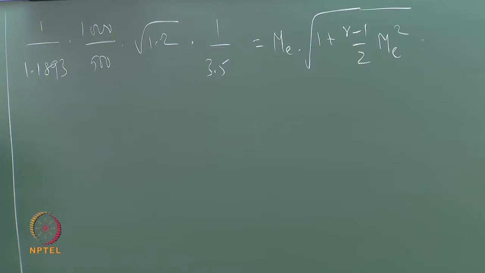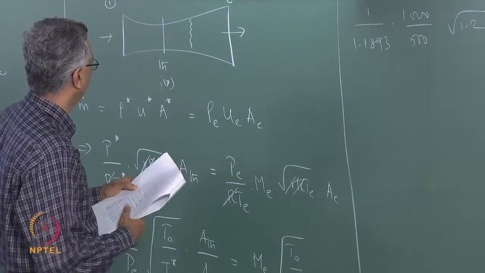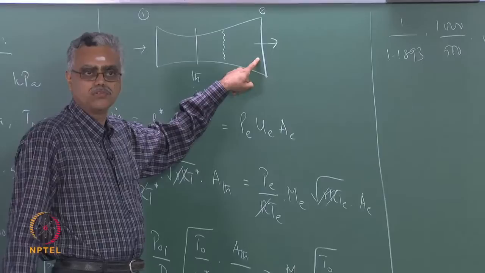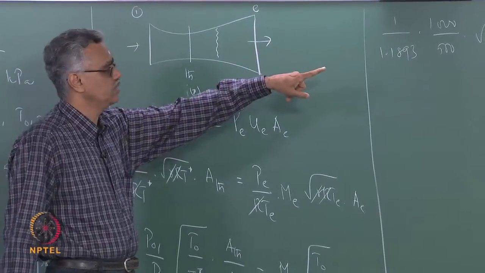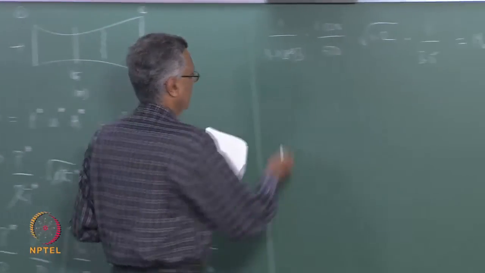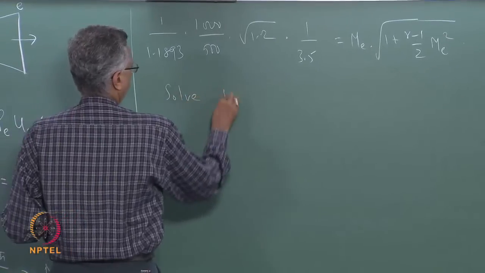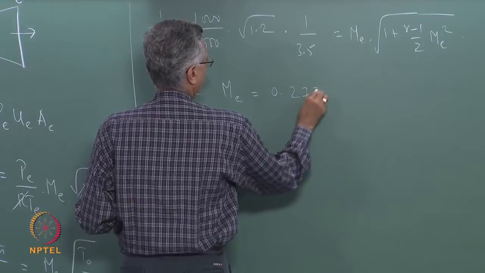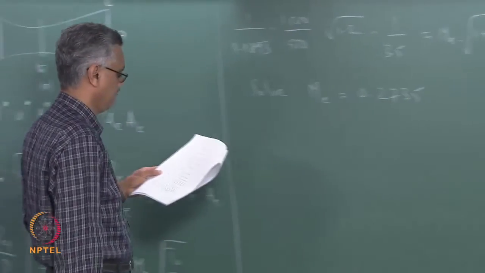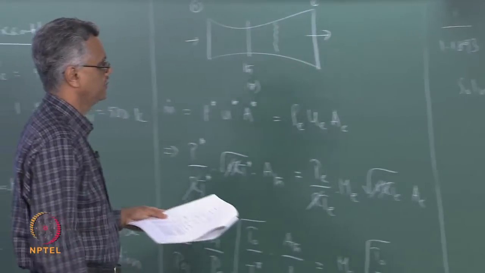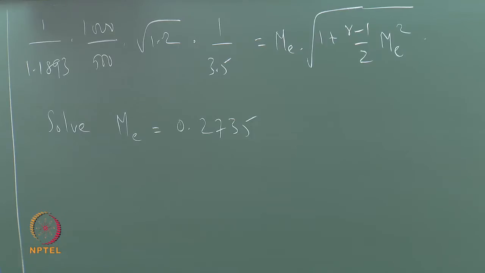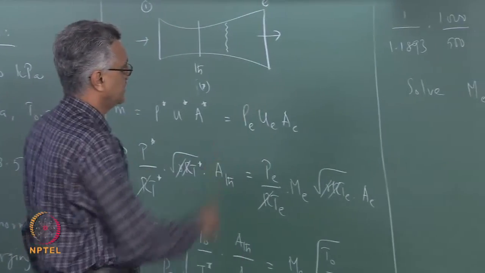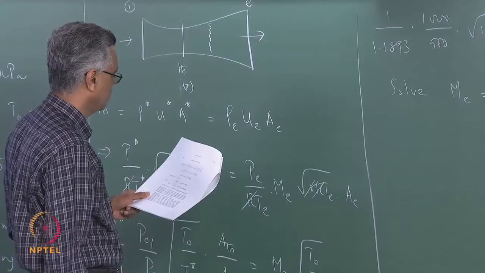So if you plug in and iterate, remember we are looking for a subsonic solution here. So I can solve this equation for M exit and get M exit to be 0.2735. Okay, it is not very difficult to solve this equation. It is a simple quadratic equation. It is not very difficult to do that. So we take the subsonic solution, which is 0.2735.